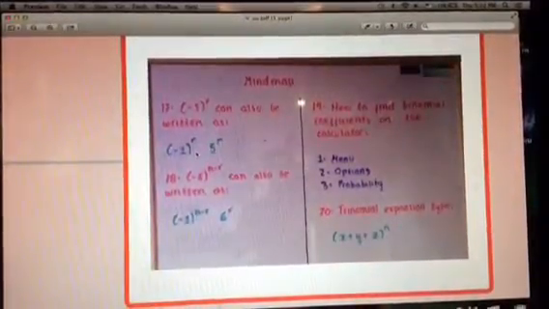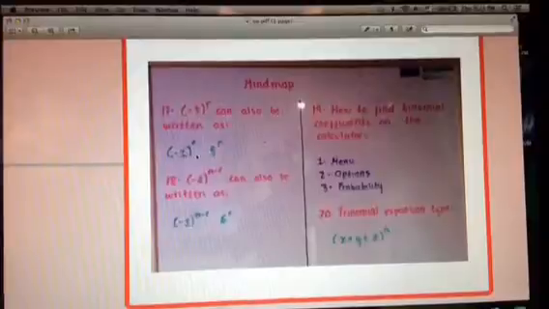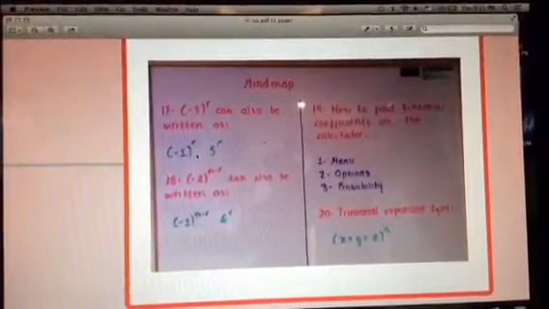Finally, trinomial expansions are of the type (x + y + z) to the power of n. Well, after all this explanation, I hope you understand and have an idea about binomial expansion. Thank you.